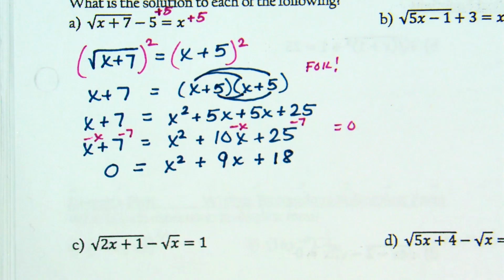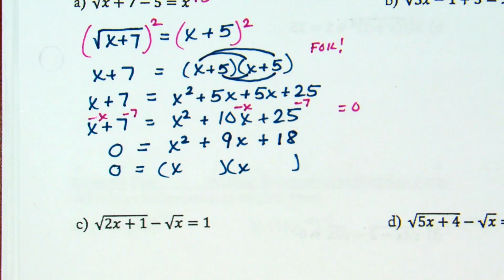I need 2 numbers that give me a product of 18. So two numbers that multiply to 18, and those same two numbers have to do what? Add to be 9. I use the word sum, but you can say add to be 9. So what multiplies to be 18 and adds to be 9? A positive? Yeah. So x plus 3, x plus 6.